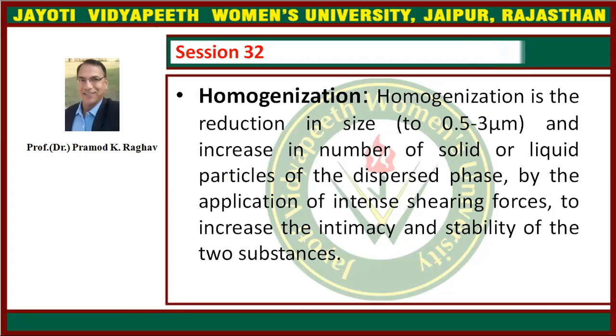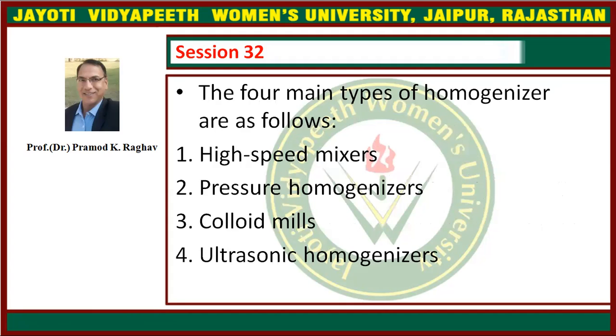And naturally, there will not be only one type of homogenizer. There will be types of homogenizers. So let's see how many types of homogenizers there are. There are 4 types of homogenizers. One is high-speed mixers, another is pressure homogenizers, colloidal mills, and ultrasonic homogenizers.